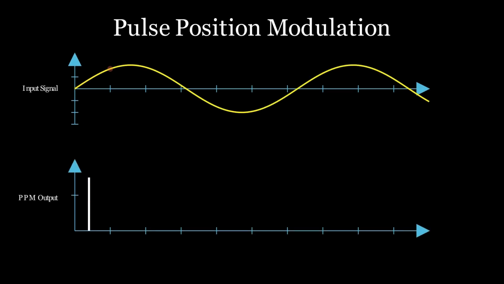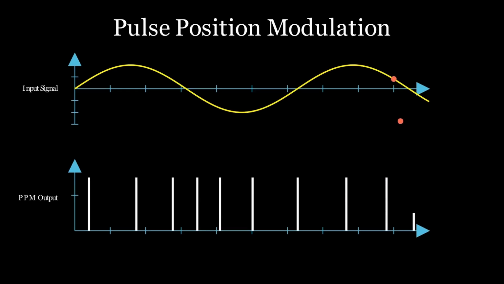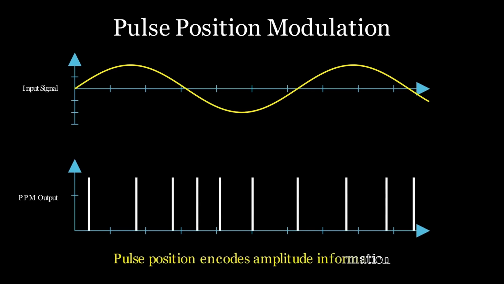We will first sample the analog signal, and based on the amplitude, we will get our pulse, either later in the slot or earlier in the slot. The higher the amplitude, the later the pulse appears, which makes it immune to noise. As long as you can detect the pulse, you can know the original amplitude.